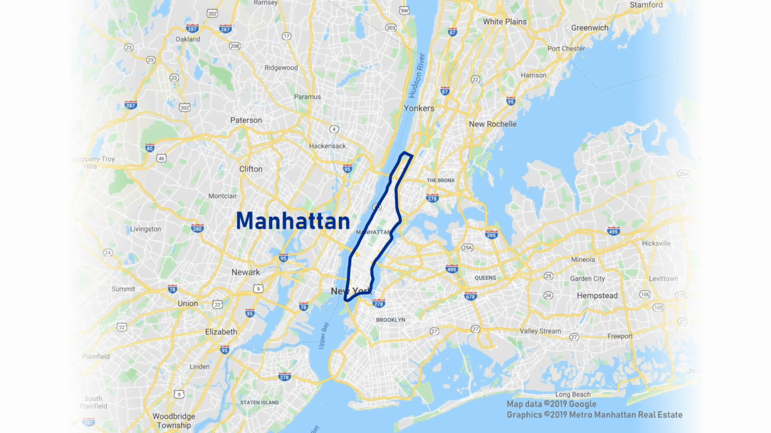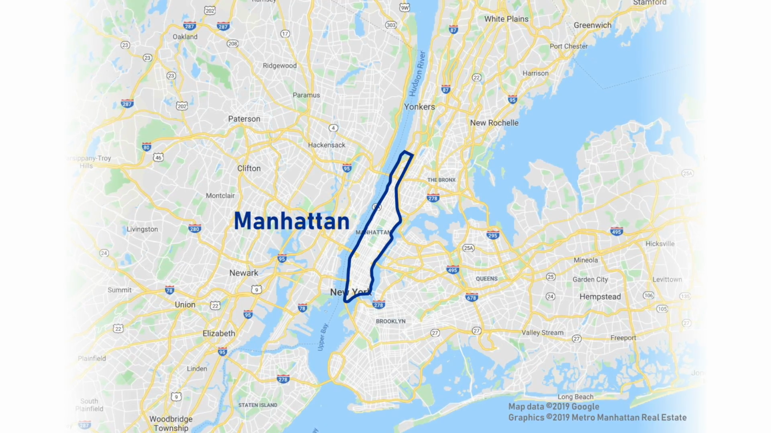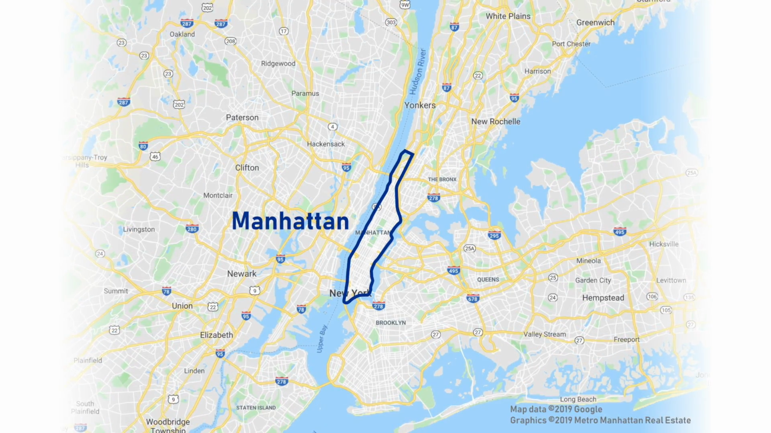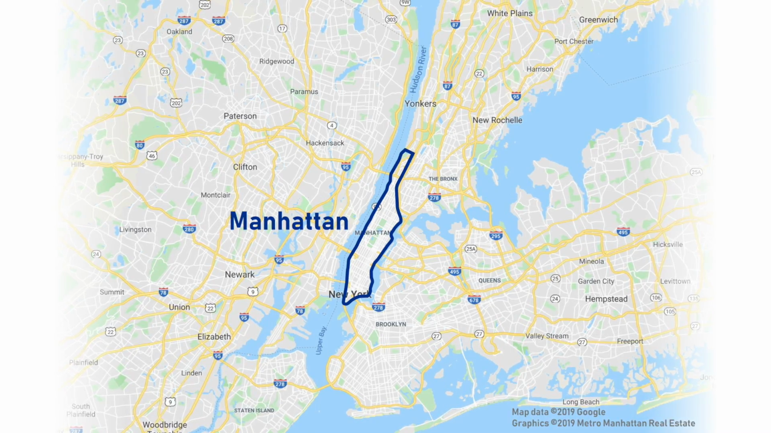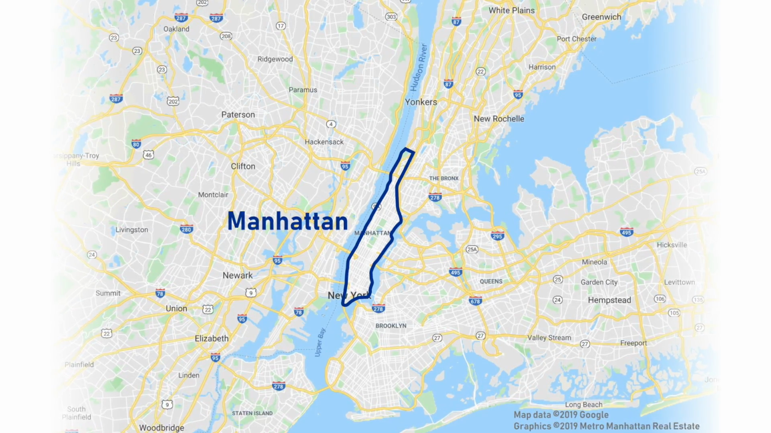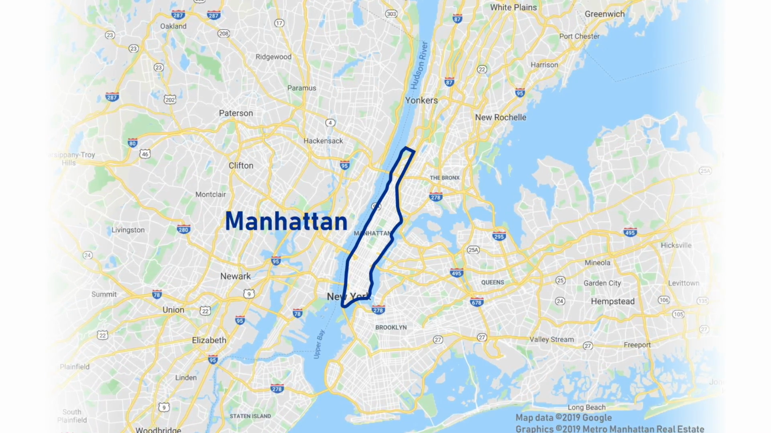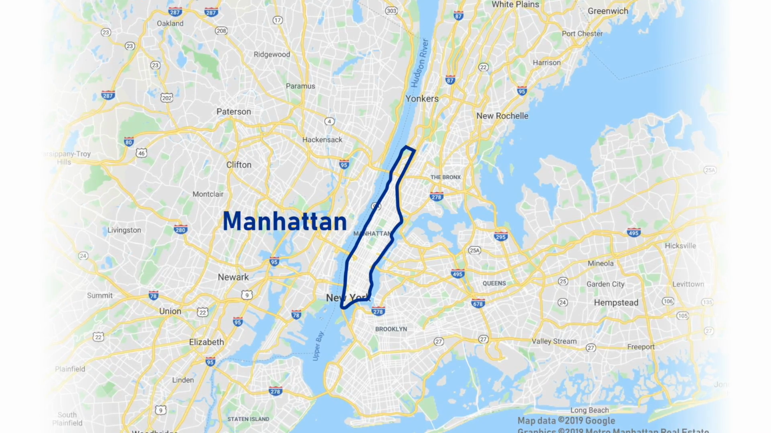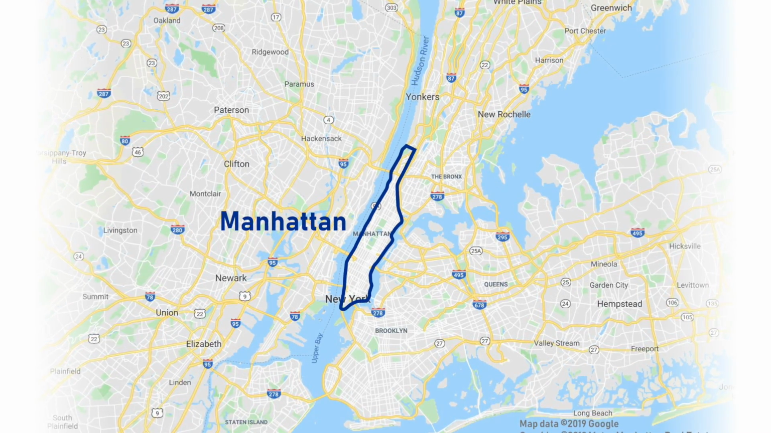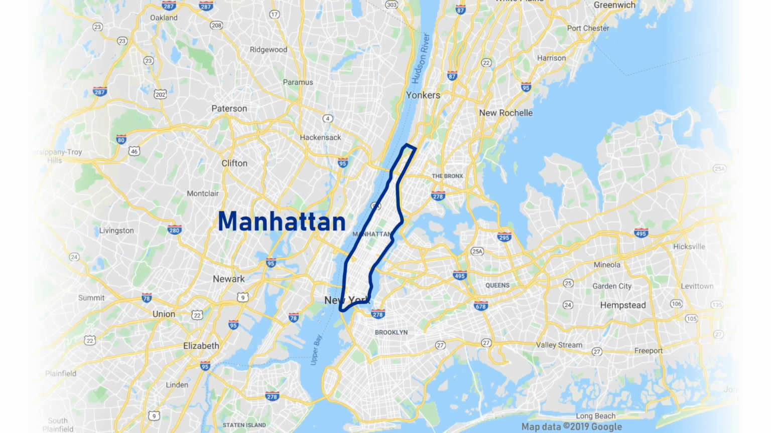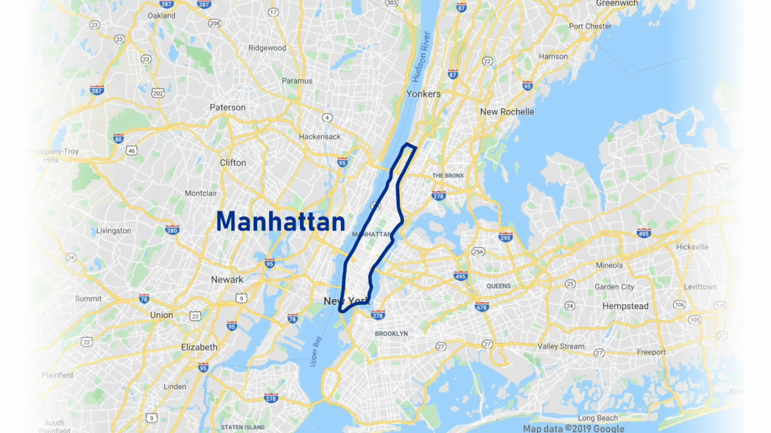New York City consists of 5 boroughs. Those boroughs are the Bronx, Brooklyn, Manhattan, Queens, and Staten Island. Now, the major borough of New York City is Manhattan, with the bulk of commercial real estate. Directly to the west of Manhattan, across the Hudson River, is the state of New Jersey.